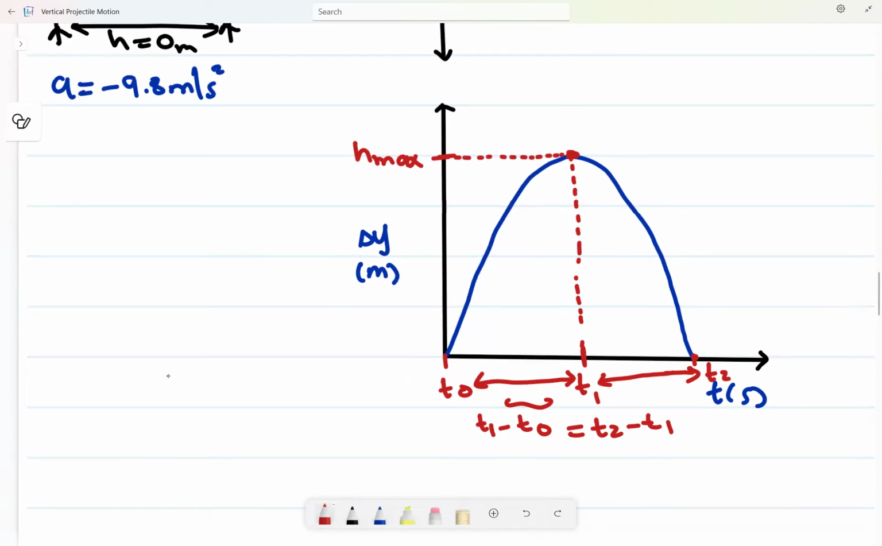If it took me 5 seconds to move from here to there, it means from here to there it will also take me 5 seconds. If it took me 5 seconds to move from this point up to that point, then it now takes exactly that time to go back to the original position.